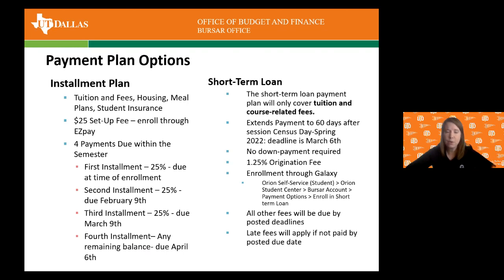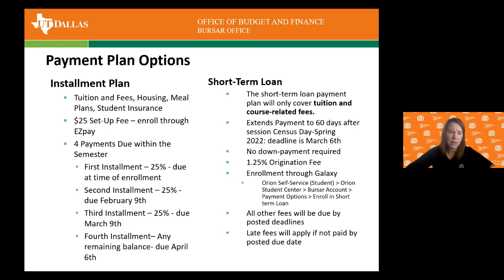The one that you can sign up for in EZPAY is the installment plan. What that does is take all of your tuition fees, housing, insurance, anything that's on your student bill, and divide it into 4 payments. The first payment is due at the time of setup.